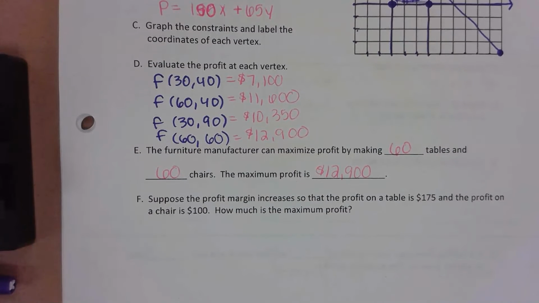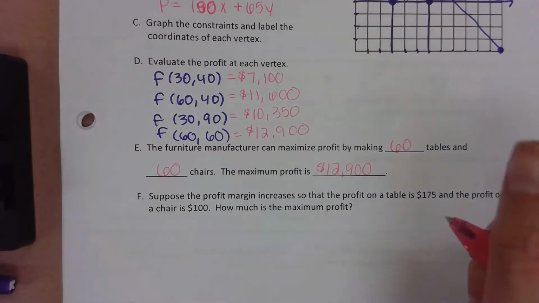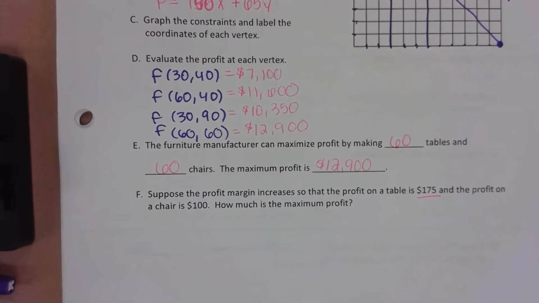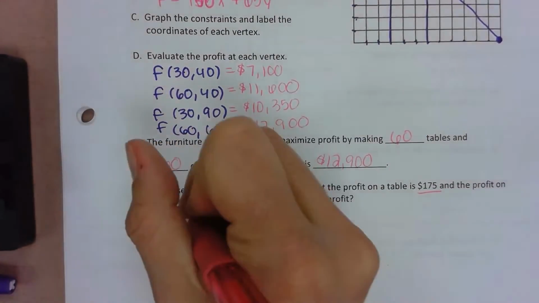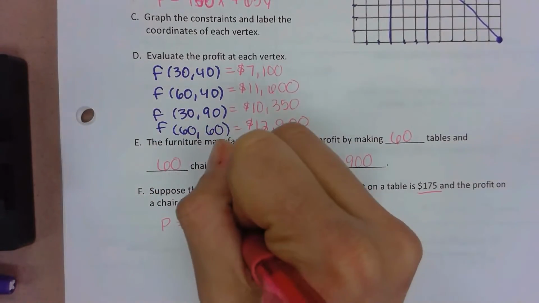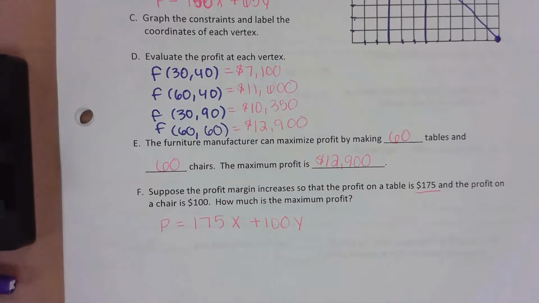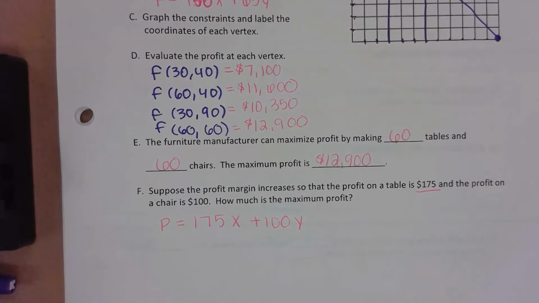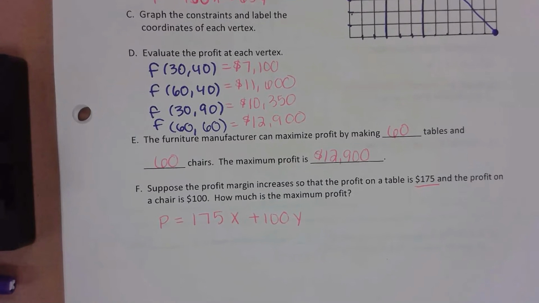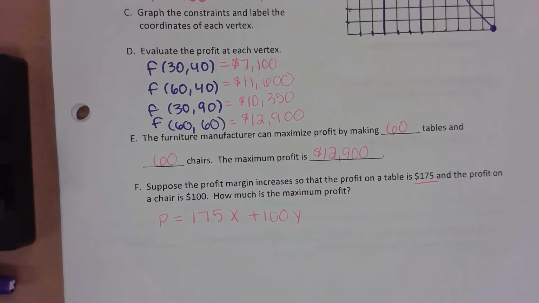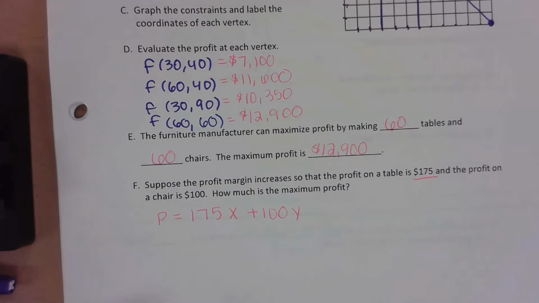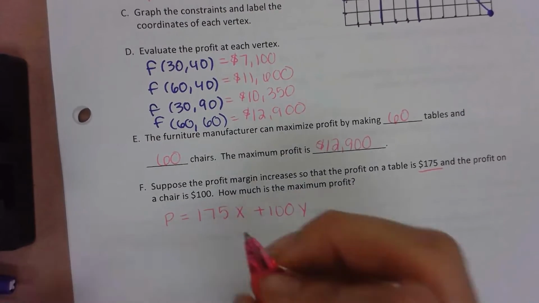Suppose that the profit margin increases so that you make 175 per table. So now we have a new profit equation. It's 175x and 100y. Which vertex point is my maximum now? How many think it's going to be at the same point? How many think it'll be at a different point? You raised your hand twice. Such trickery. All right, let's find out.